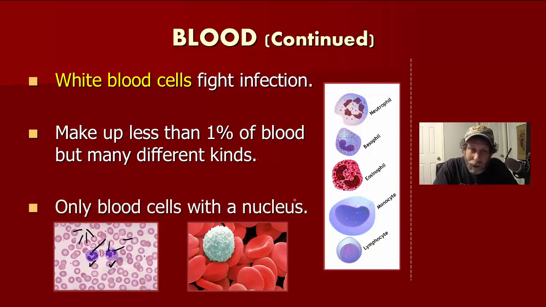They are the only blood cells with a nucleus. All right. And the nucleus is very strange in a white blood cell. So don't worry about that. But they have a nucleus. Red blood cells lose their nucleus at maturity so that they can carry more oxygen. And the next one we're going to talk about, the platelets, they're just fragments of cells anyhow.